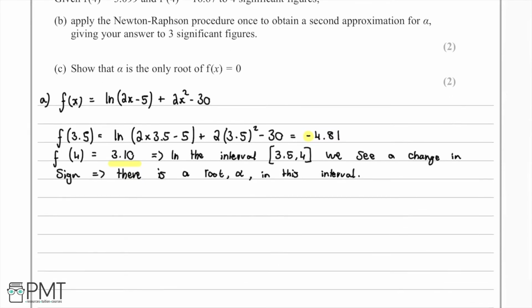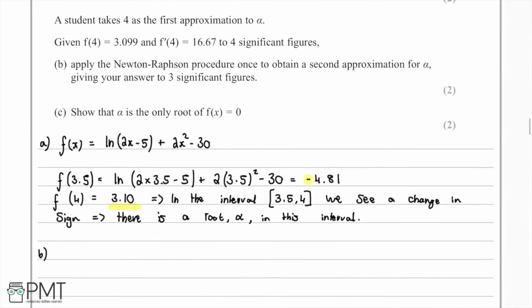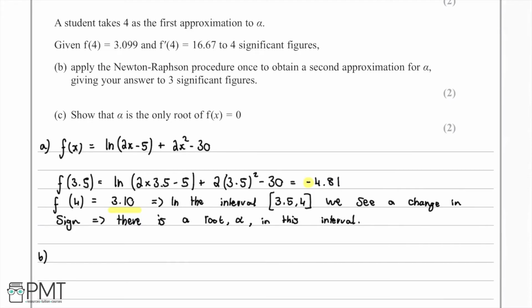So now moving on to part B, we're given some further information. We're told that a student takes 4 as the first approximation to the root alpha. We're then given that f of 4 is equal to 3.099, and the derivative of this, we plug 4 into that, and we have that f dash of 4 is equal to 16.67. So in part B, we're asked to apply the Newton-Raphson procedure once to obtain a second approximation for alpha, and to give our answer to 3 significant figures.